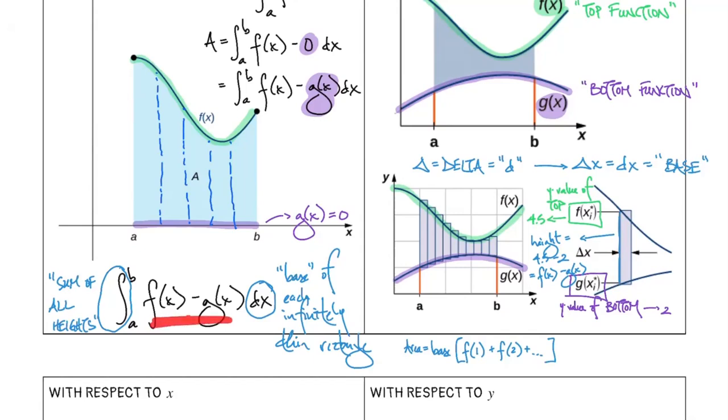And this f of x minus g of x, that tells us how tall every single rectangle is, right? Here, I said this is 4.5 and the bottom one is 2. So then the height of this rectangle is the difference, 2.5.